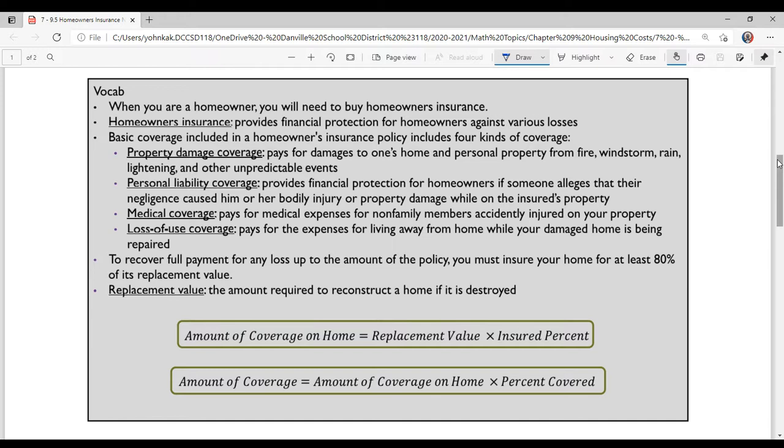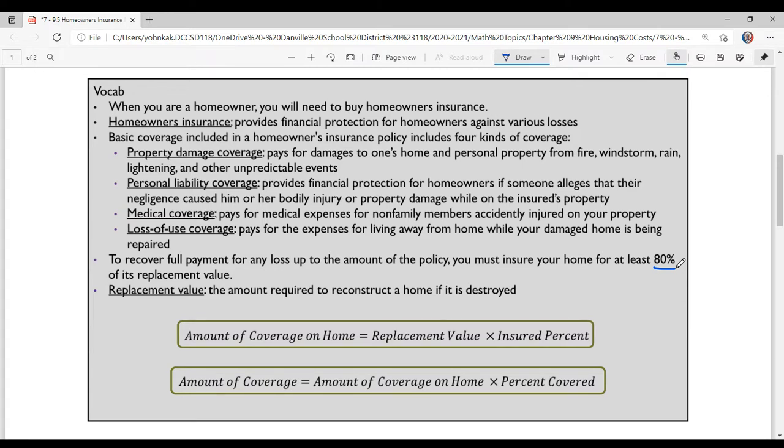So to recover full payment for any loss up to the amount of the policy, you must insure your home for at least 80% of its replacement value. And the replacement value is the amount required to reconstruct a home if it is destroyed. So if your house is completely destroyed, the replacement value is how much it would cost to replace the home, not all the stuff inside of it, but the home itself.